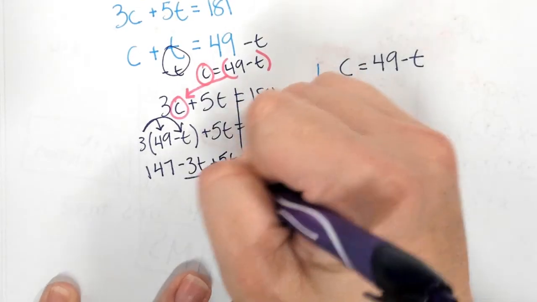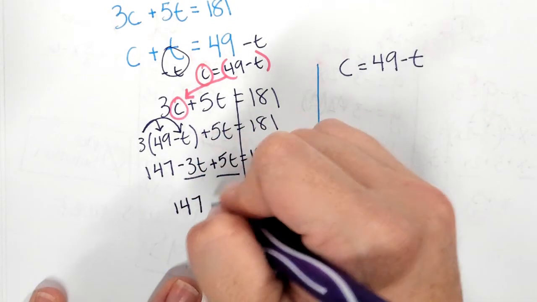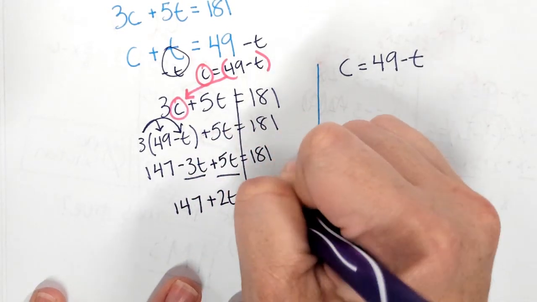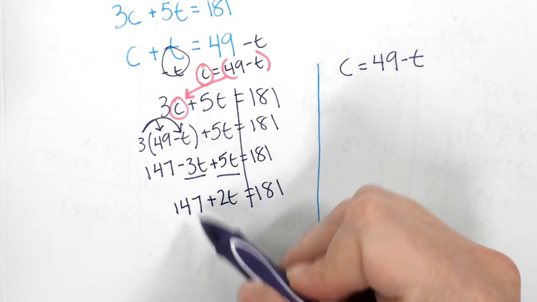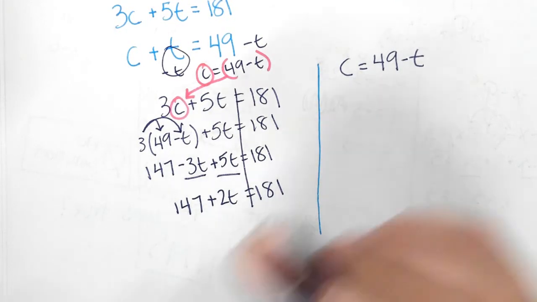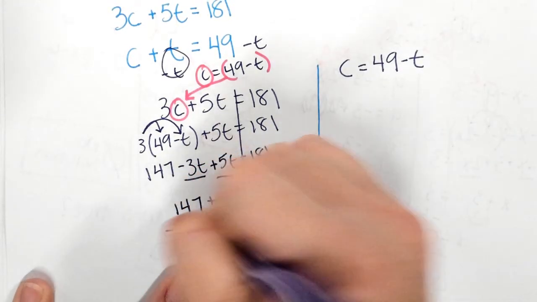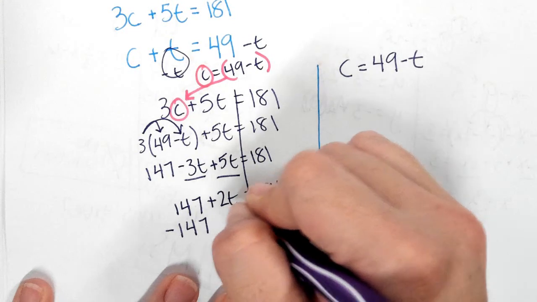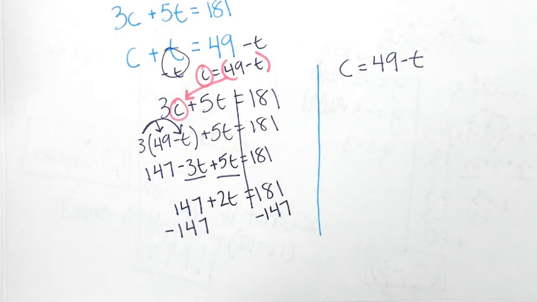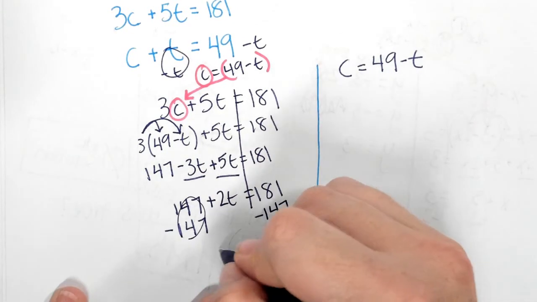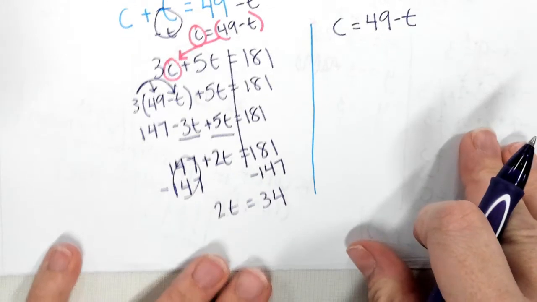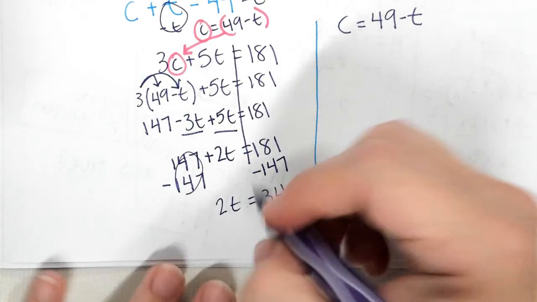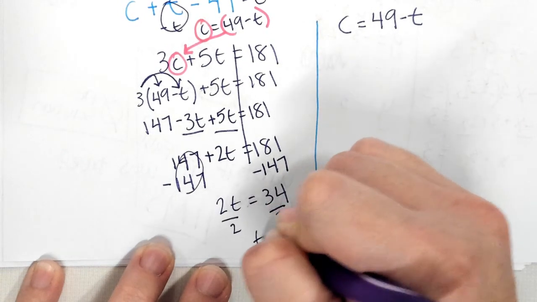What's negative 3T plus 5T? Positive or negative? Positive. So positive 2T. Not plus 147, because 147 plus 147 would not be 0. Minus 147. Wait, why aren't you? Oh, because I'm trying to get T by itself. So I have to move everything else to the other side. And I get 2T equals, I think that gives me 34. Yeah. Last step. Divide by 2. And what does T equal?